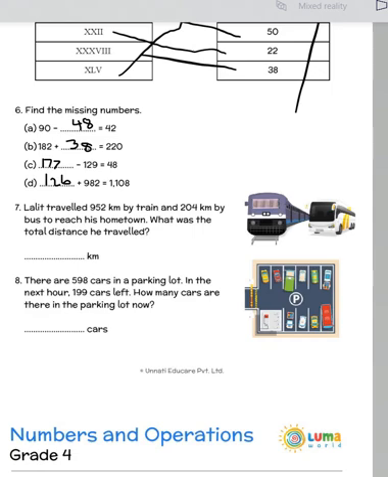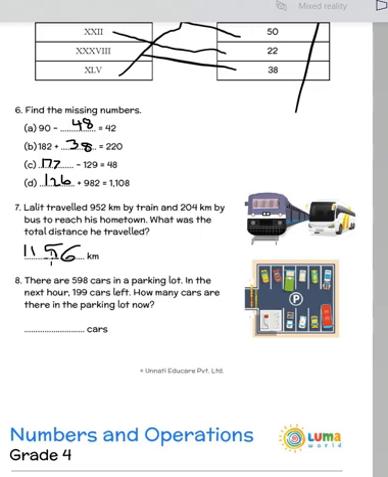These are word problems, and remember, for word problems it's important that we have a look at what is given as data and then use the information there. So we have Lalit travels 952 kilometers by train and 204 kilometers by bus to reach his hometown. What was the total distance he traveled? Remember, it is kilometers and kilometers. We just need to add up 952 plus 204, and that will give you 1156 kilometers. It's nice, good.